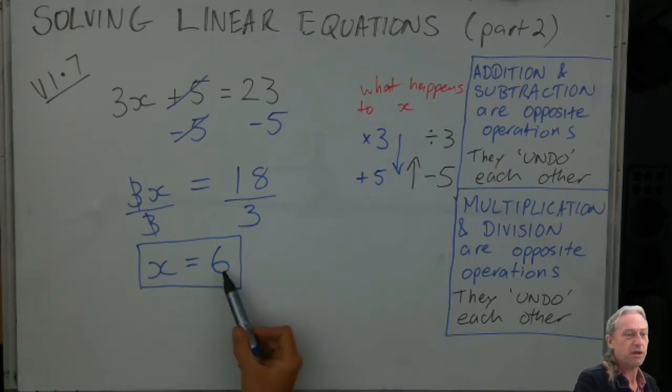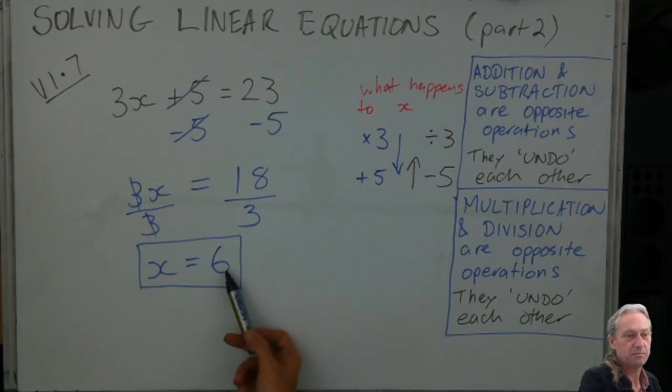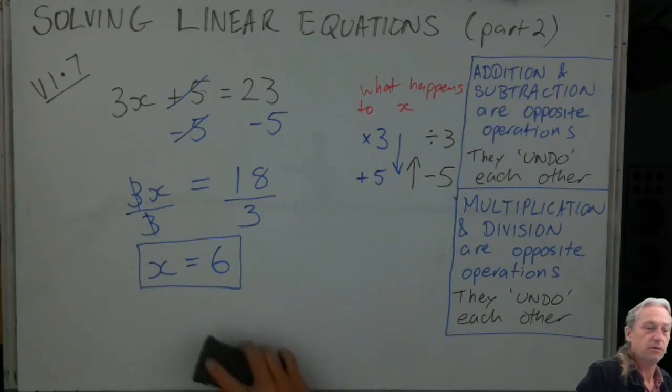So if we were to plug 6 in here, 3 times 6 is 18. Plus 5 is 23. I hope that makes sense. Okay, do the next one.